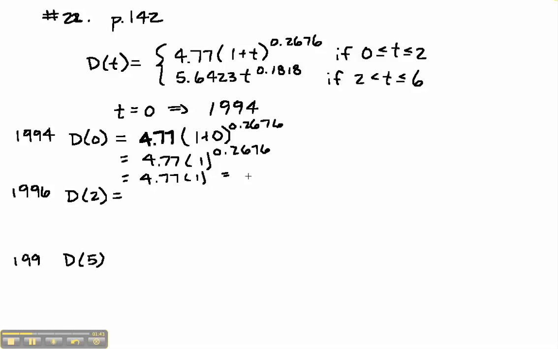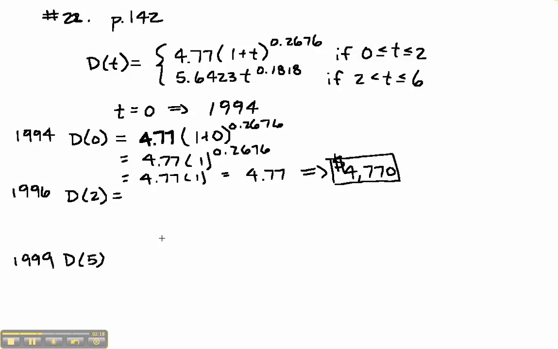So our answer in thousands of dollars is 4.77. In thousands of dollars, if we multiply that by 1,000, that will give us $4,770. That is the average household credit card debt in 1994. Now, it also goes on to ask, what was the average U.S. credit card debt in 1996 and also in 1999?